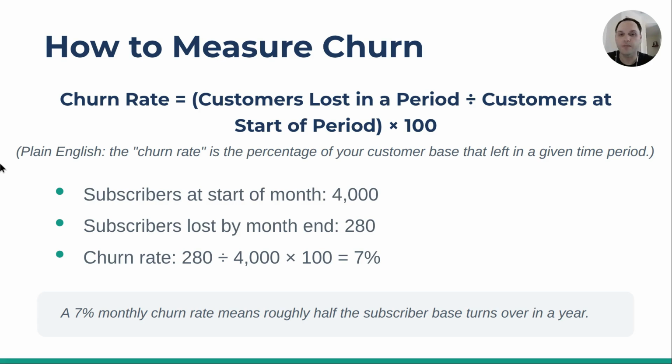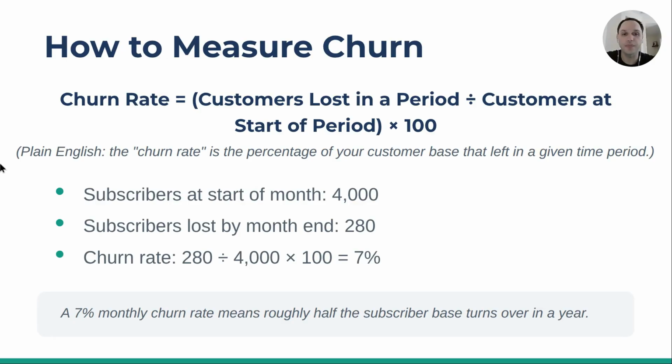Let's start with the measurement. The churn rate formula is straightforward. Take the number of customers you lost in a period, divide by the number of customers that you had at the start of that period, and multiply by 100 to get a percentage. For PulseApp, they started a month with 4,000 subscribers, and 280 canceled by the end. So 280 divided by 4,000 times 100 equals a 7% monthly churn rate.